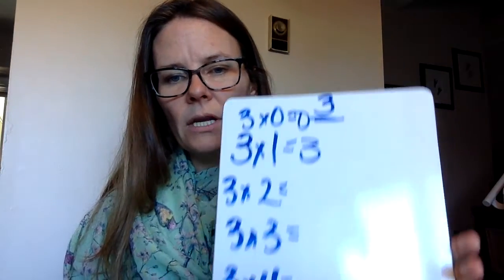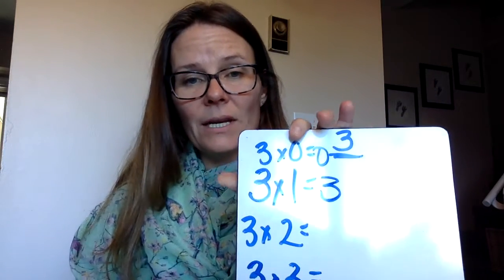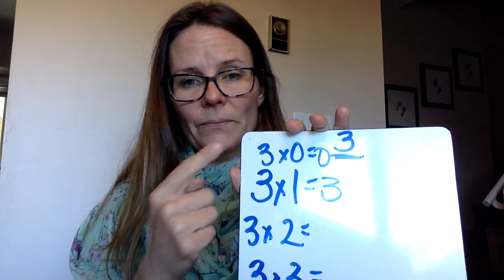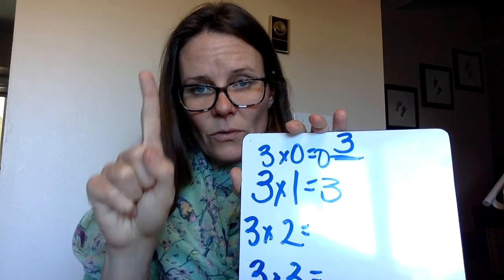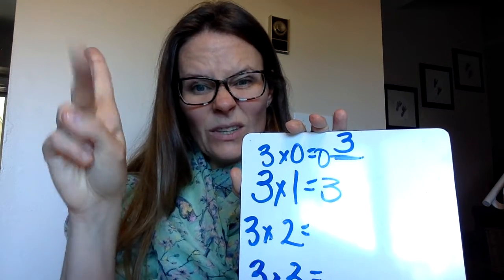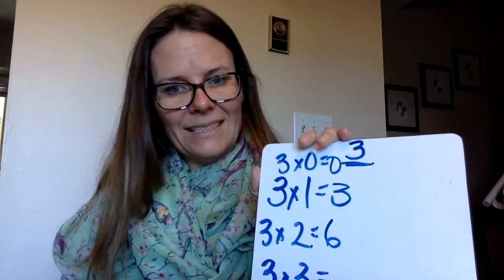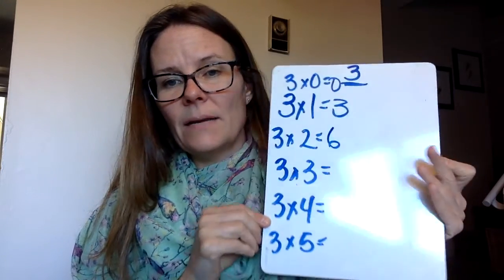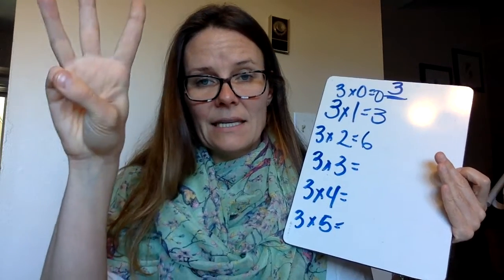3 times 2, what you're looking at is 3 2 times. So you skip count by 3. So 3 times 0 is, well, nothing. 3 times 1, we start to skip count. 3. 3 times 2: 3, 6. 6. 3 times 3. So I get out my 3 fingers and then I say 3, 6, 9.